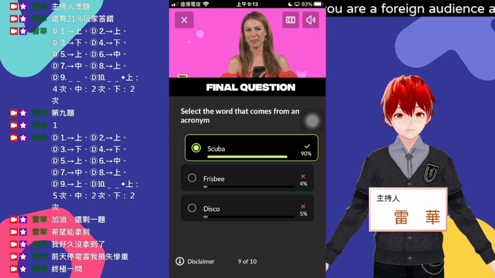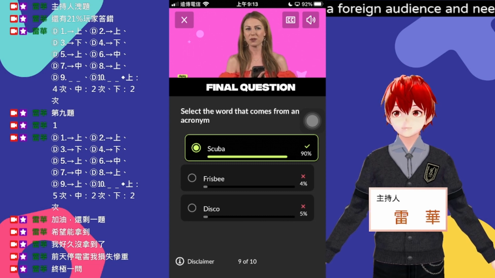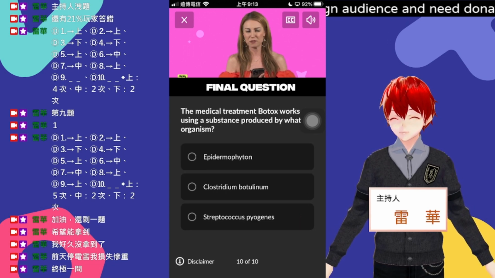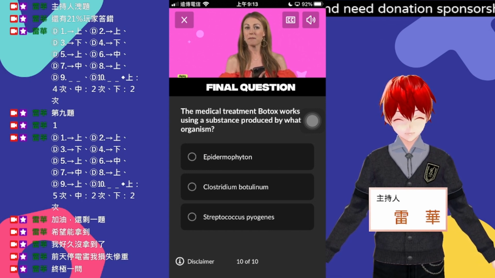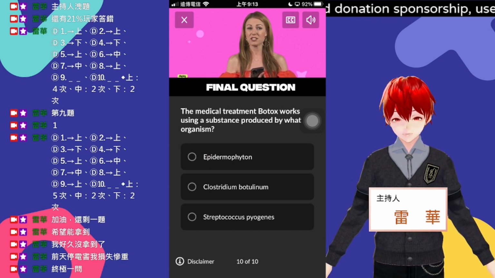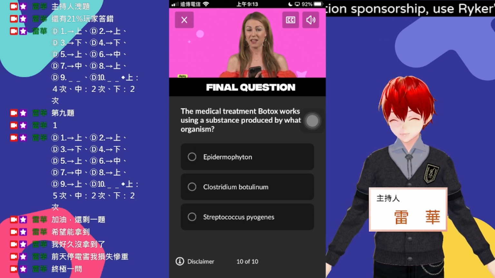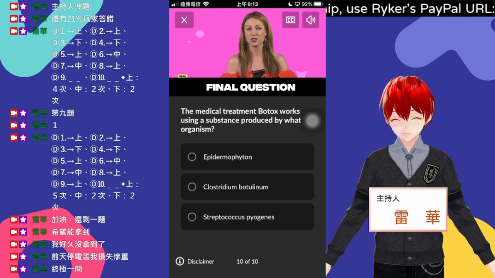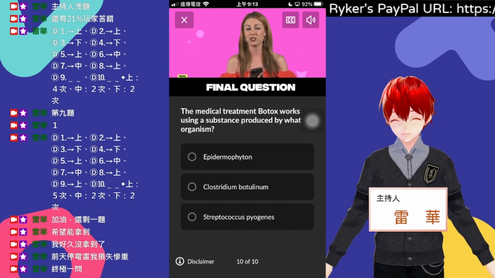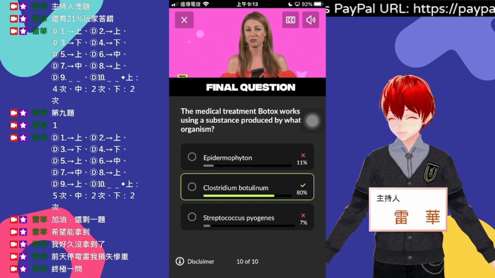Question 10. The medical treatment Botox works using a substance produced by what organism? Epidermophyton, Clostridium botulinum, Streptococcus pyogenes. The medical treatment Botox works using a substance produced by what organism? Epidermophyton, Clostridium botulinum, Streptococcus pyogenes.